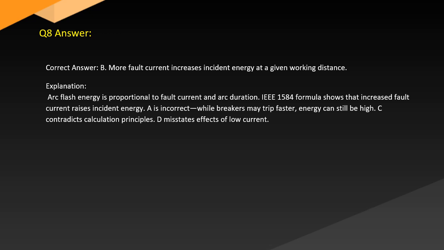Answer. Correct answer B. More fault current increases incident energy at a given working distance. Explanation: arc flash energy is proportional to fault current and arc duration. The IEEE 1584 formula shows that increased fault current raises incident energy. A is incorrect. While breakers may trip faster, energy can still be high. C contradicts calculation principles. D misstates the effect of low current.